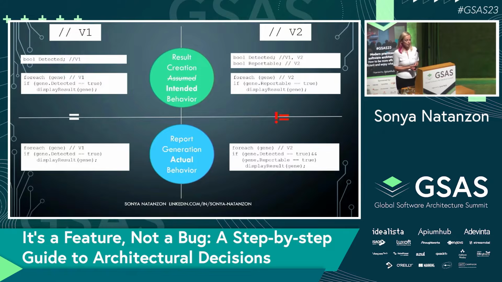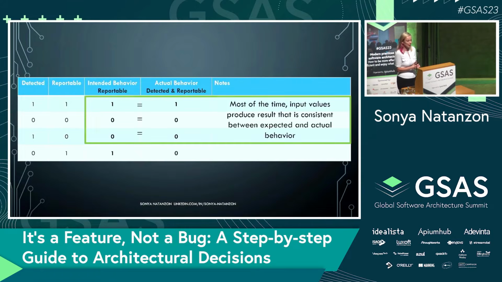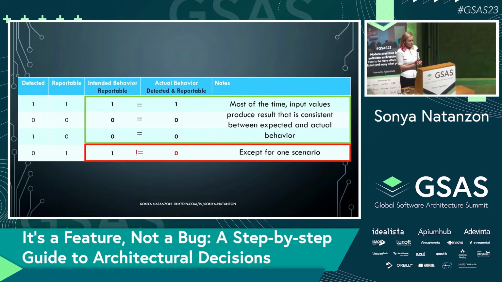How different are they? Well, we borrow a page from our test team, and we look at the inputs and outputs. And what we realize is that most of the time, the values of our two Booleans produce consistent behavior between what was intended by result creation domain and what was implemented by a report generation domain, except for this one case.